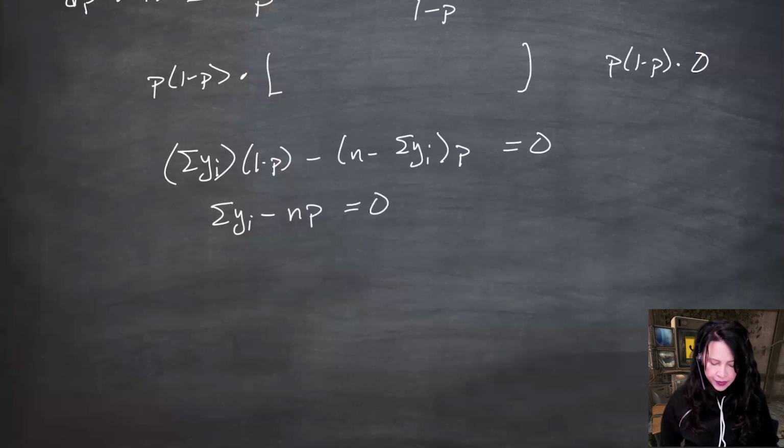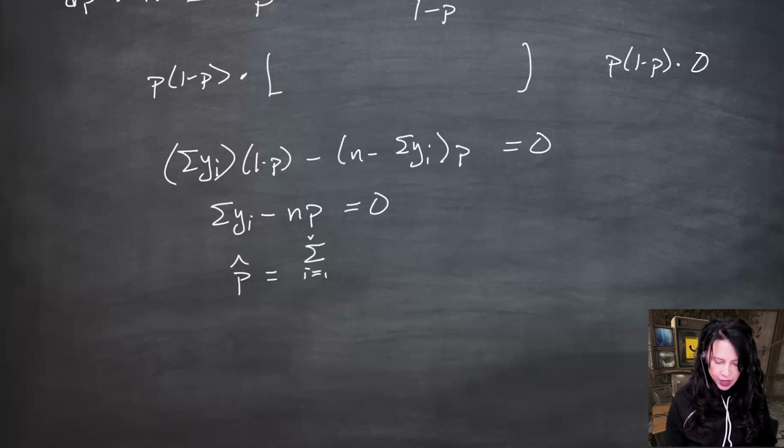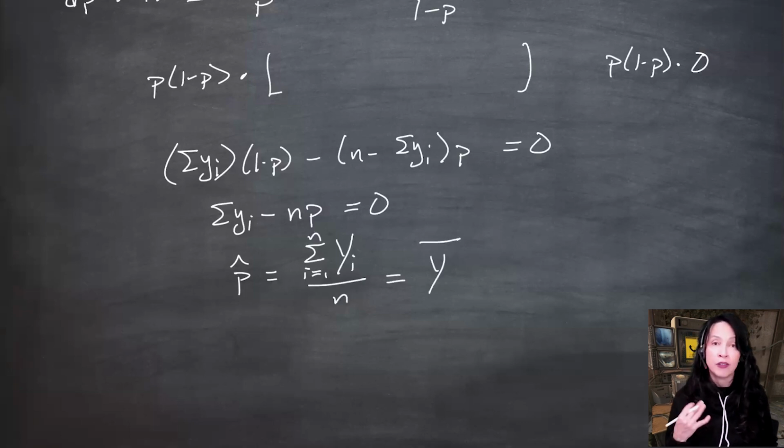And if you solve for P, and then ultimately make everything capital, put a hat on it. The MLE for P is the sum as i goes from 1 to n, capital Y sub i, over n. In other words, it is the average of those y's, the average of the observed zeros and ones.